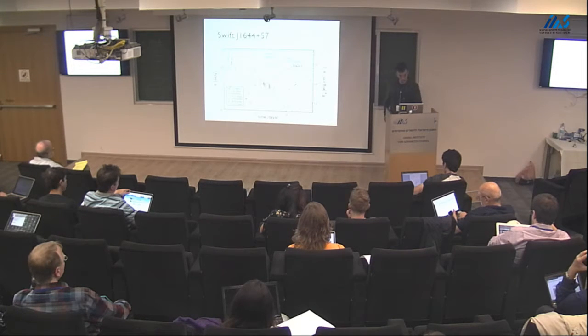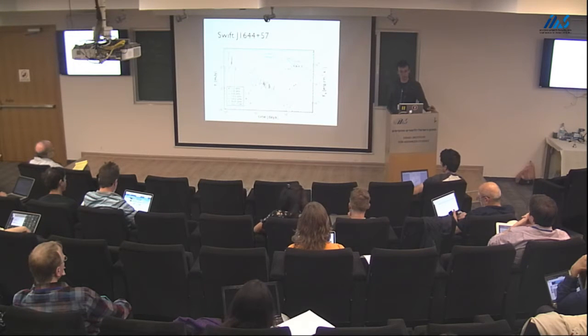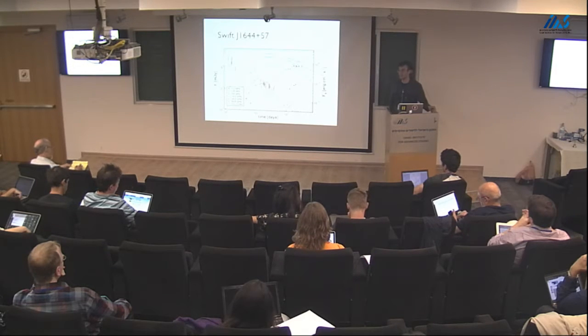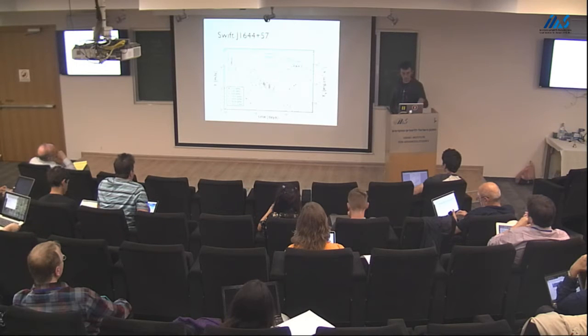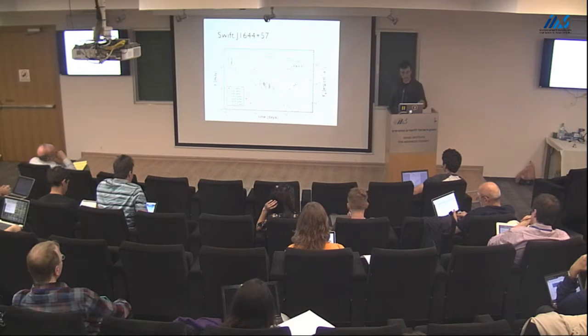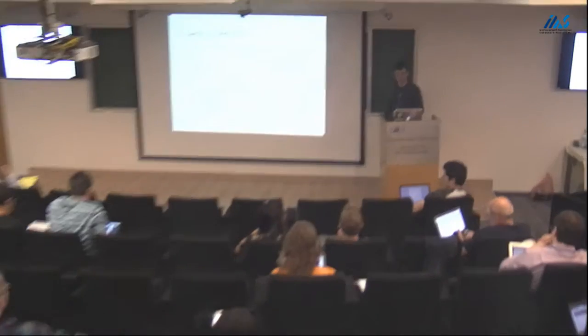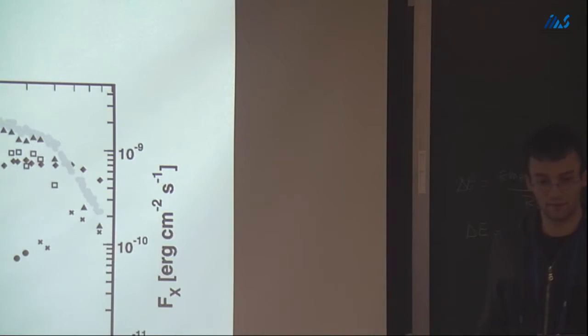Okay. First, I'll start by giving some observational background on jetted tidal disruption events. One such example is SWIFT 1644. In this event, we see hard non-thermal X-rays with rapid time variability at early times, and then later on, we see radio emission. This is somewhat analogous to a GRB. You have some prompt emission and then radio afterglow from interaction of the outflow with the surrounding medium.